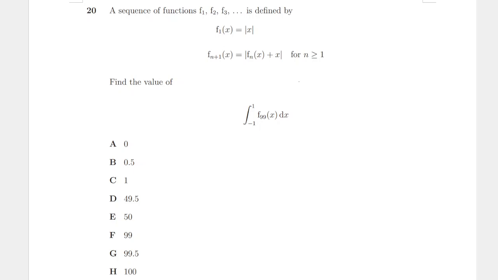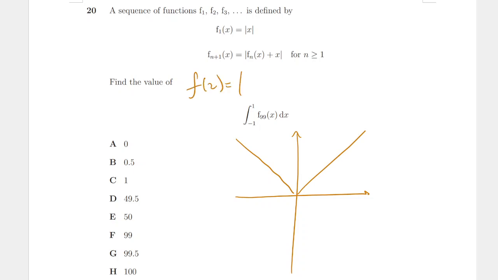Okay, so let's start from f1. f1 is easy to draw, right? f1 is just the absolute value of x. So like this. Good. Okay, how about f2? What is f2? f2 is absolute value of x plus x. Good. Okay, so because this is an absolute value function, I'm going to consider x being positive and x being negative. If x is positive, what do I have? This is just 2x, right? Simply 2x, so ta-da.